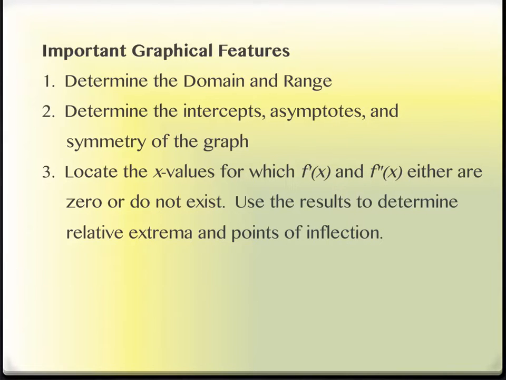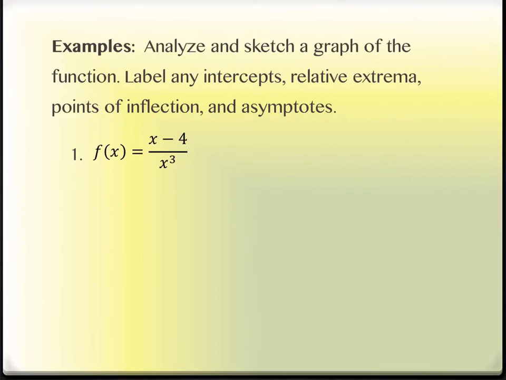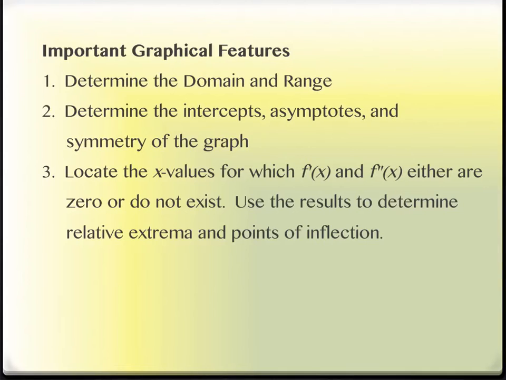Okay, so I think we can do one example, and we'll do our second example next time. The second example is much briefer, if I remember right. Okay, here's our example. We have f of x equals (x minus 4) over x cubed. The directions say to analyze and sketch the graph of the function, label any intercepts, relative extrema, points of inflection, and asymptotes. We're actually going to go through all these steps.